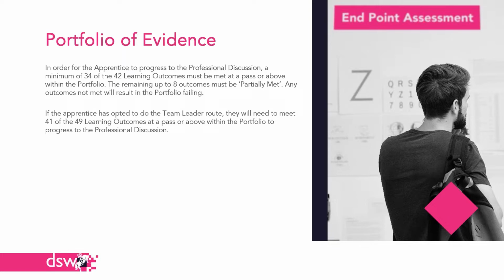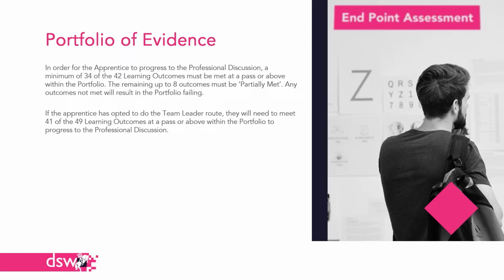In order for the apprentice to progress to the professional discussion, a minimum of 34 criteria must be met at a pass or above in the portfolio, or 41 if the team leadership route is taken. Any criteria not met in the portfolio must be met in the professional discussion.